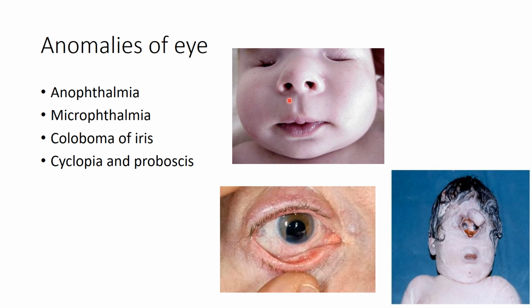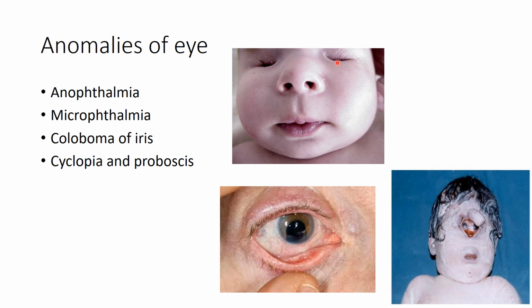Now let us see this diagram. Here you can see the completely sunken region where there is no prominence of the eyeball. This eye doesn't have any eyeball inside. We call it anophthalmia. It is because of failure of development of the optic cup.